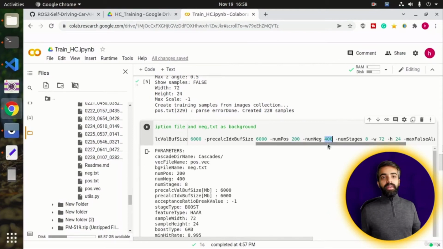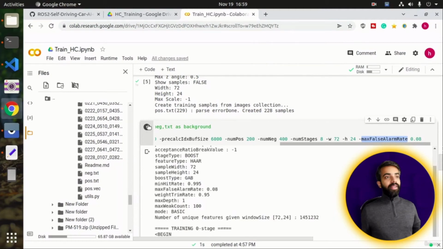For the number of stages, I let it run for 8 stages, and then I set the width and the height, which is of the aspect ratio 3 to 1. Then we have the maximum false alarm rate, which is the maximum false alarm rate before the training stops for this Haar cascade. Now, if I run this, you will notice that the training starts to work.